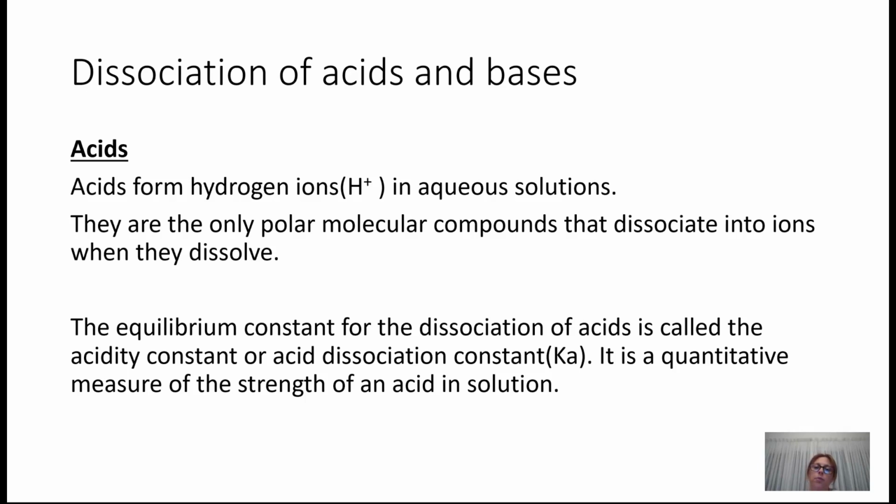When I put those acids into solution, they will dissociate into their ions. So we can write an equilibrium expression for the dissociation of these acids. And when we do so, we give this another name, which is our acidity constant or our acid dissociation constant, given the symbol Ka. But the way we calculate that is the same as if we were calculating the Keq. And this Ka is a measure of the strength of acids, and we will discuss this more in our next module.